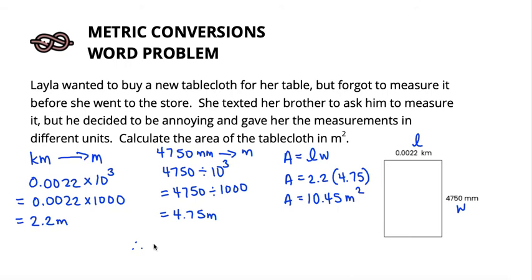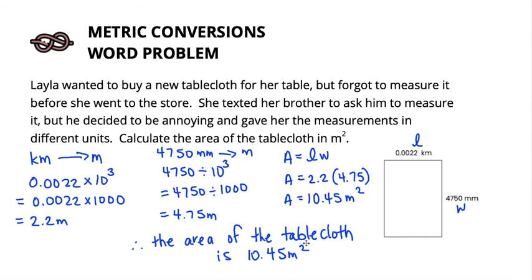So we'll end with a therefore statement. Therefore, the area of the tablecloth is 10.45 meters squared.